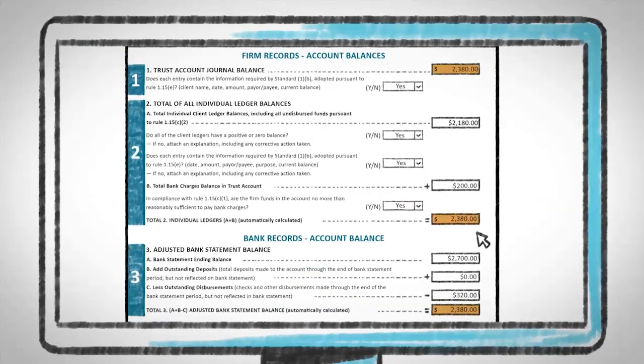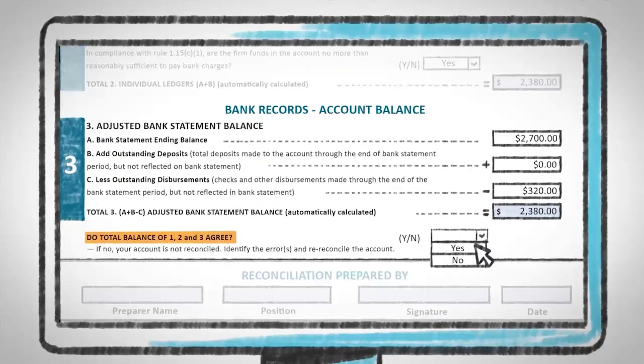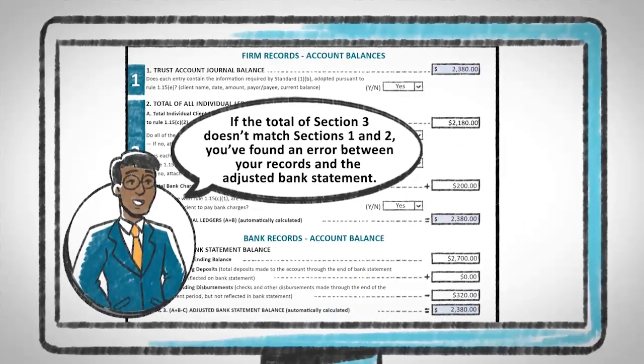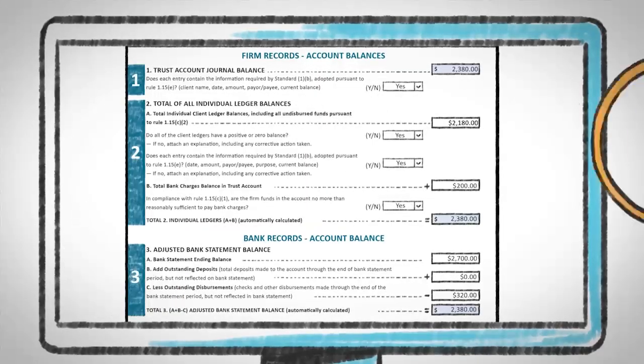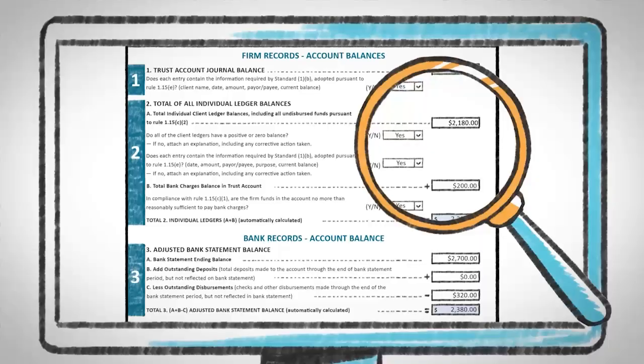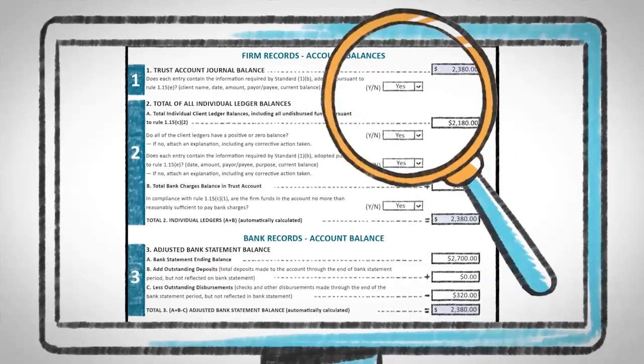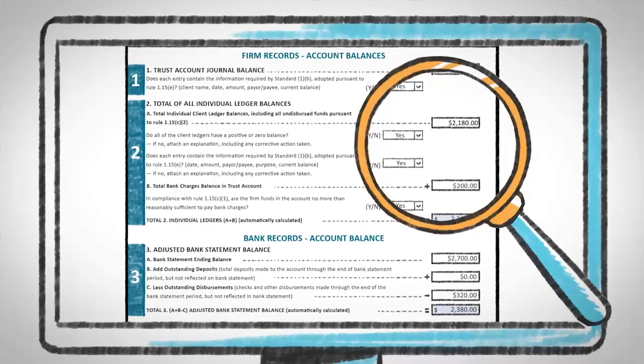Confirm the total balances of sections 1, 2, and 3 match. If they do, you have successfully reconciled your trust account. If the balances for 1 and 2 match, but the balance for 3 does not, compare your account journal to the bank statement to find the error. If you discover an error in your records, you will add entries to correct the error in your records and update the amounts in the reconciliation form.